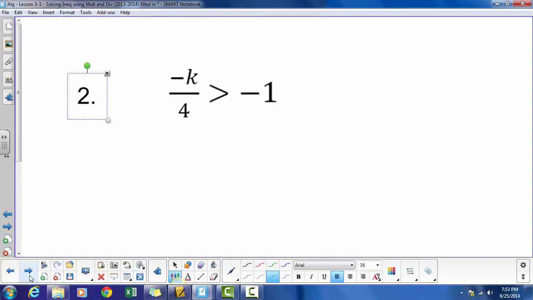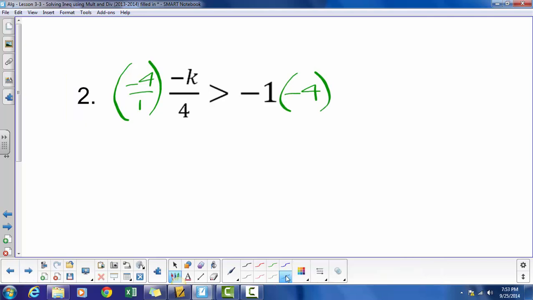Example number 2, I have negative k divided by 4 is greater than negative 1. The first thing that I'm going to do is multiply both sides by a negative 4 over 1, or negative 4. Oh my goodness, I'm multiplying both sides by a negative. What's the rule? I need to flip the inequality. These cancel out. So I have k on the right, and a negative times a negative is a positive. K is less than 4. Let's go ahead and graph that.